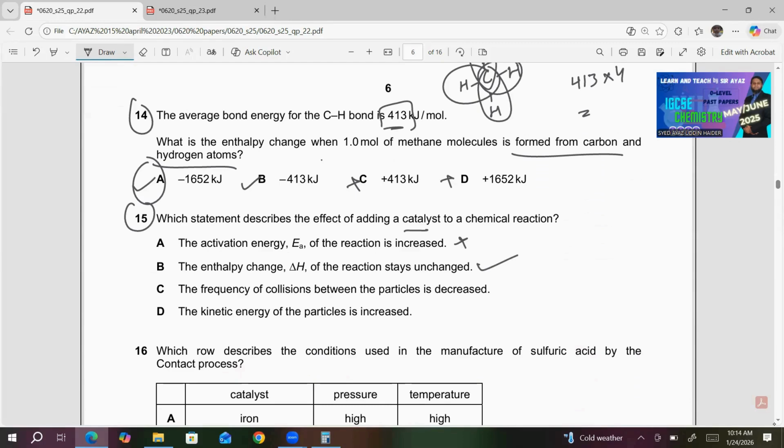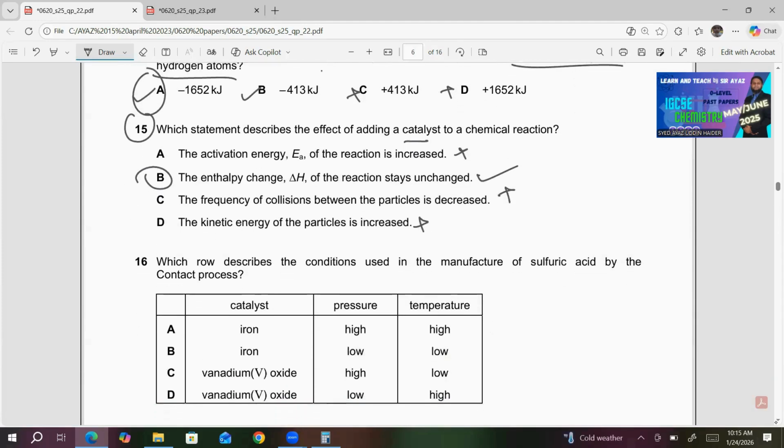C, the frequency of collisions between the particles is decreased. This is incorrect. It's not affecting the frequency of collision. D, the kinetic energy of the particles increased. This is also incorrect. It is not providing energy to the particles. It's just decreasing the overall activation energy requirement of the reaction. So B must be the right response. That is, enthalpy change delta H of the reaction stays unchanged.